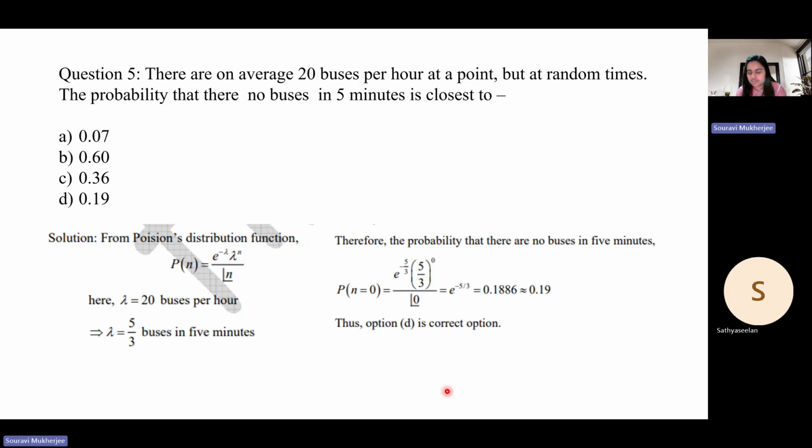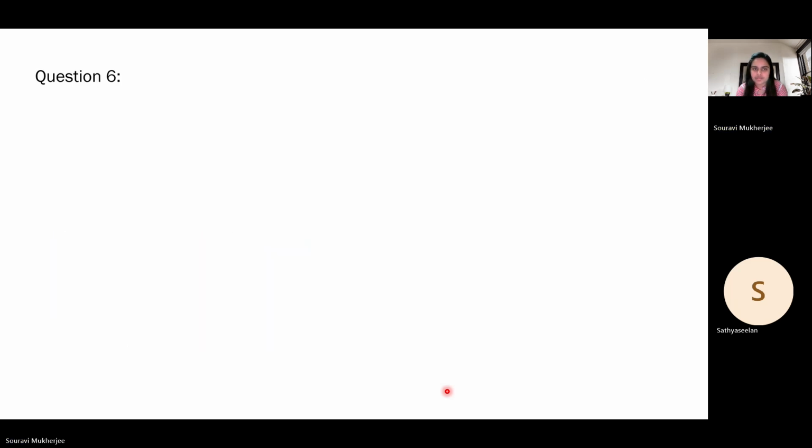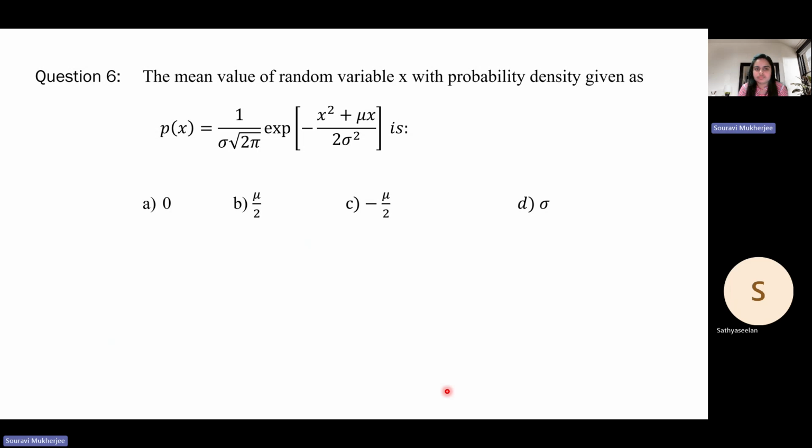So in this kind of questions, the first thing that you have to identify is the distribution that you have to deal with. Now, the mean value of a random variable x with probability density given as this. These kinds of questions, in competitive exams especially, are very simple. But if you are not used to solving them, you would spend some time solving it. What do I mean by that?